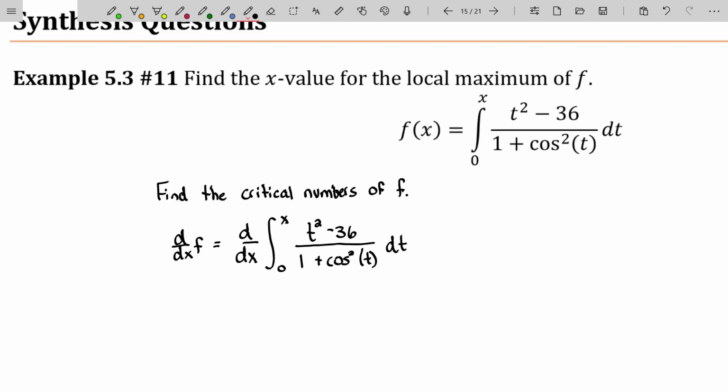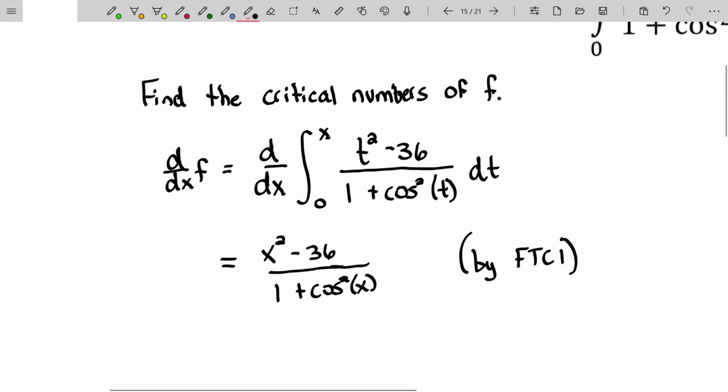All right, so by the fundamental theorem of calculus part 1, this will equal x squared minus 36 over 1 plus the cosine squared of x. And again, that's by the fundamental theorem of calculus part 1. So that's the derivative of our function.